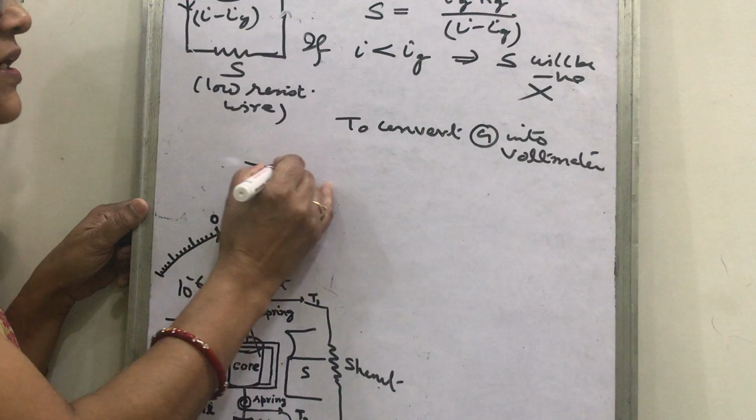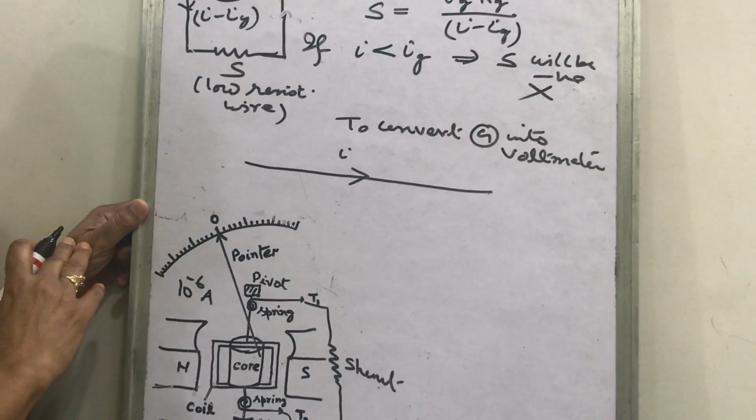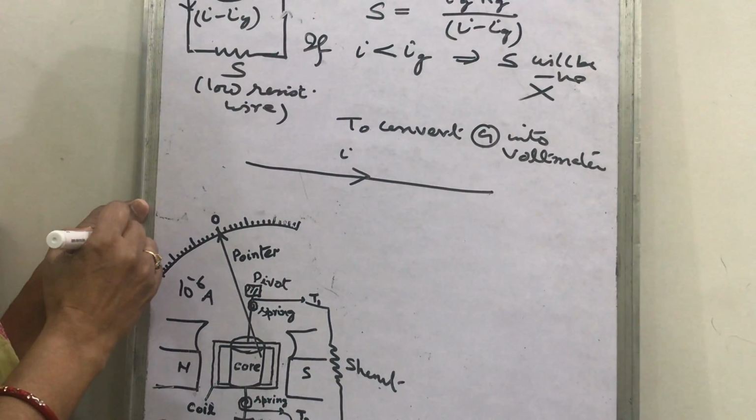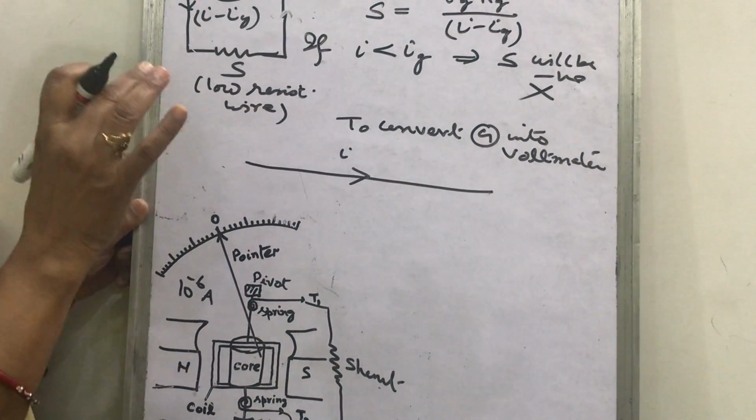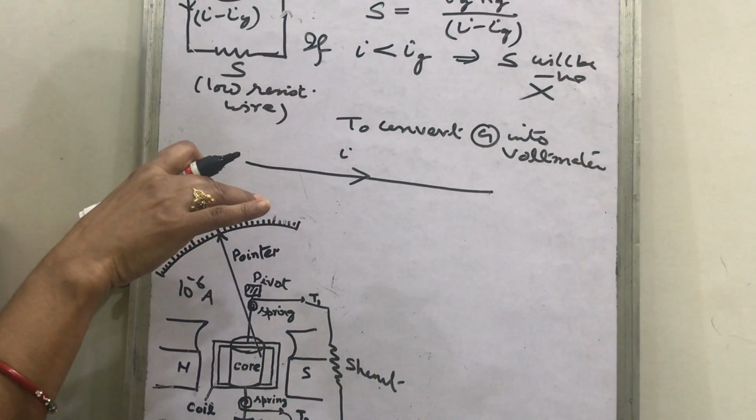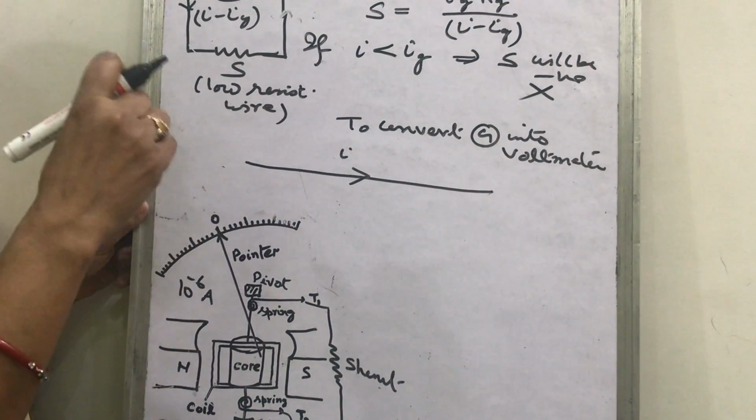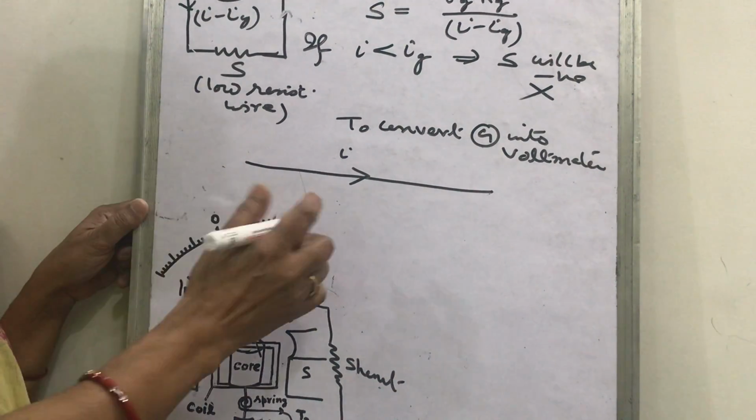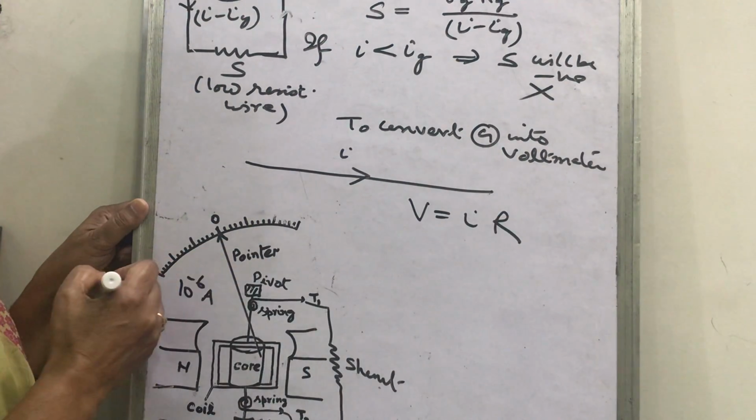You know, suppose there is a circuit in which the current I is coming, and you want to measure the potential difference between 2 points. You will have to connect the voltmeter in between those 2 points. Then what will the voltmeter do? The voltmeter will read the potential difference between those 2 points. Potential difference is I into R.